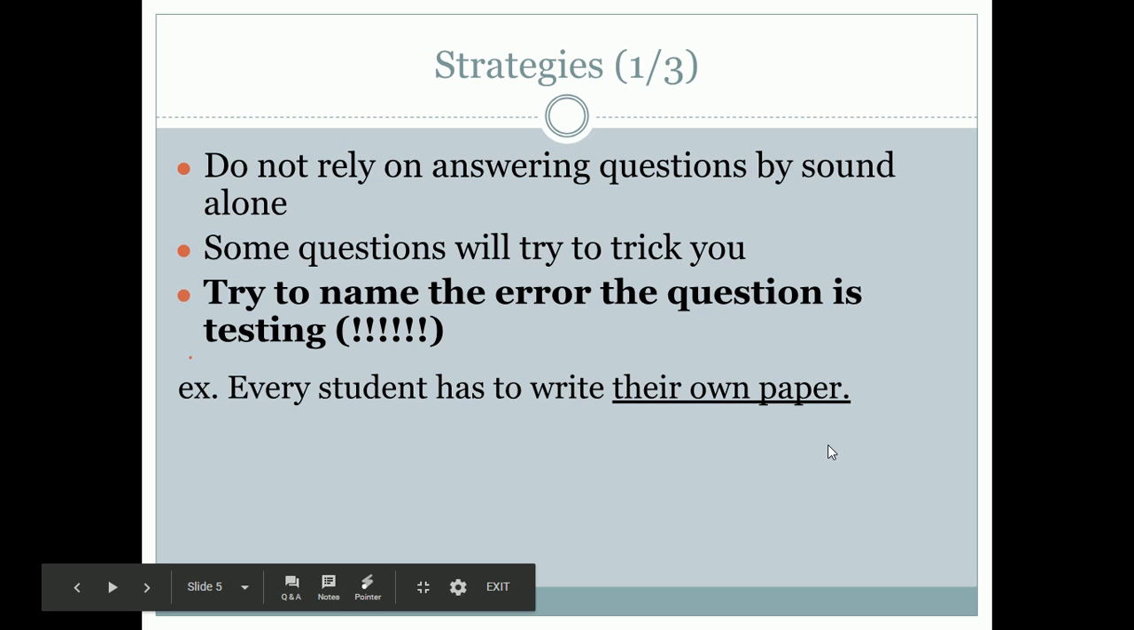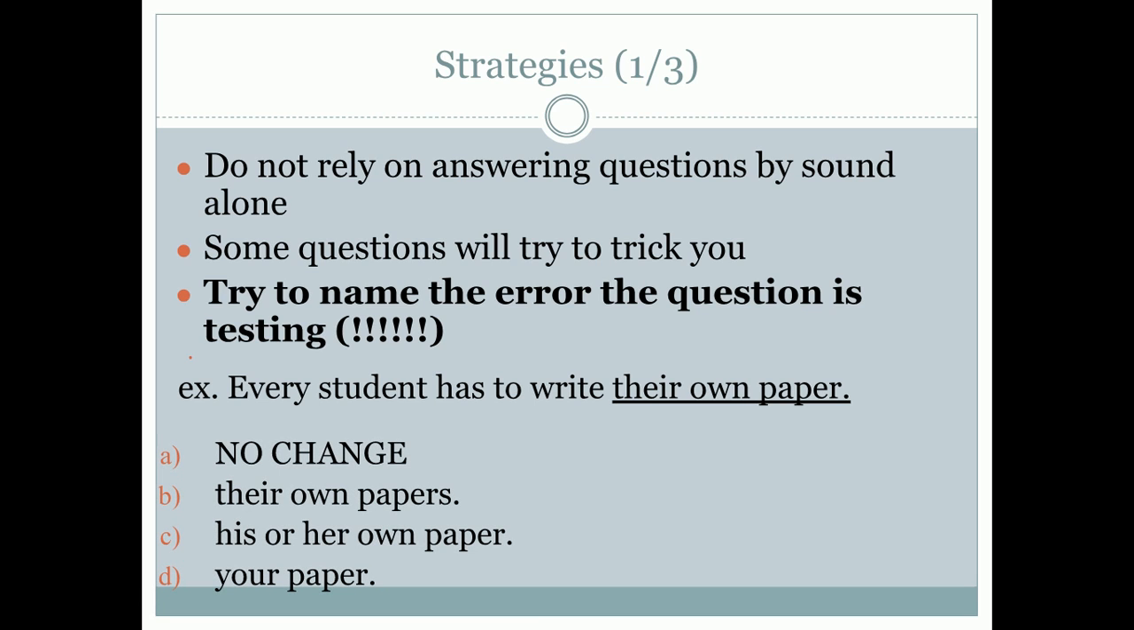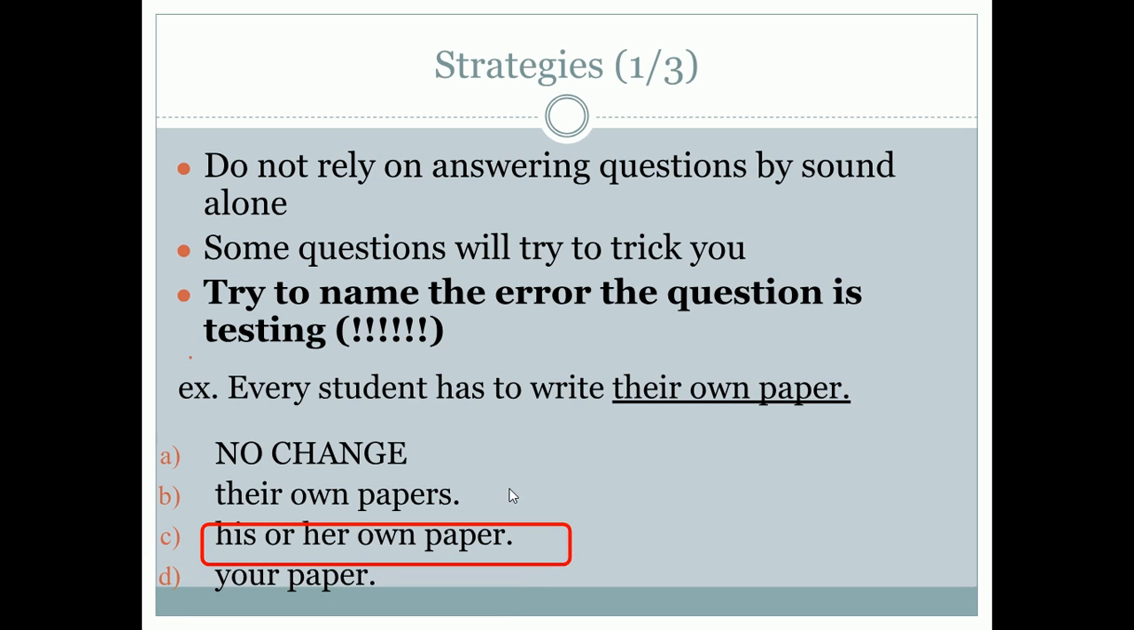So down here, here's an example. Every student has to write their own paper. Sounds like it's correct. Is it correct? Well, is it no change? Their own paper is his or her own paper or your paper? Even though we might talk like this, it's technically not grammatically correct. Every student is singular, and so the correct way of writing this is his or her own paper.